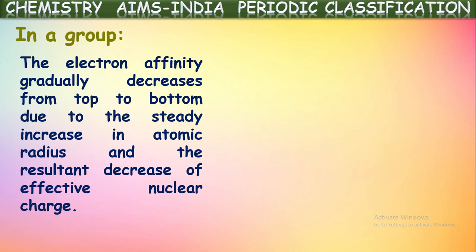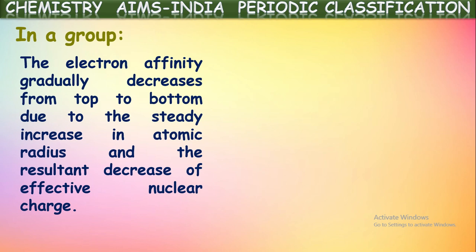Electron affinity gradually decreases from top to bottom due to the steady increase in atomic radius and the resultant decrease of the effective nuclear charge. So what happens in a group? We know in a group from top to bottom size increases. At the same time, the distance from the outermost orbit to the nucleus increases, and hence the nuclear force of attraction on the outer shells will be less. So they cannot attract electrons much easier.